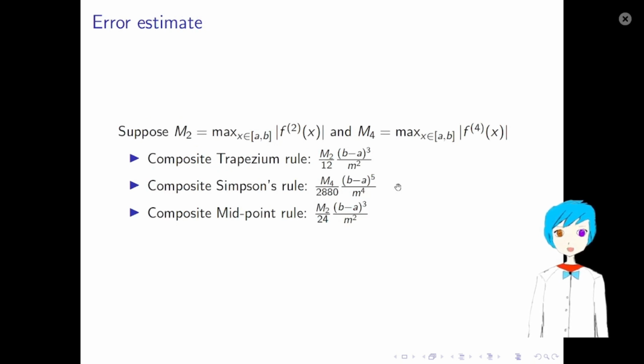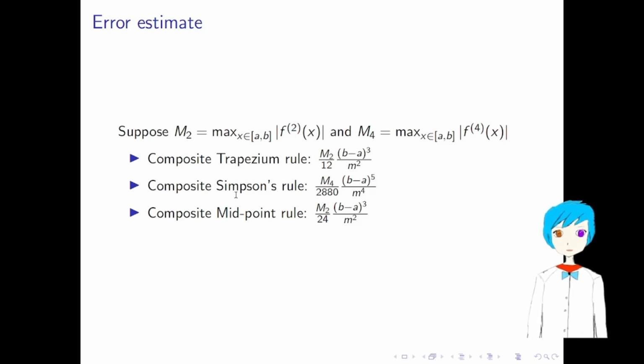Similarly, we also have error estimates for the composite integration formulas. Suppose M2 is the maximum of the absolute value of the second order derivative of f, and M4 is the maximum of the absolute value of the fourth order derivative of f. For the composite trapezoidal rule, the error bound will be M2 over 12 times (b minus a) cubed divided by m squared. That is to say, the composite trapezoidal rule converges at a rate of big O of 1 over m squared, a quadratic rate with respect to the number of grid points.